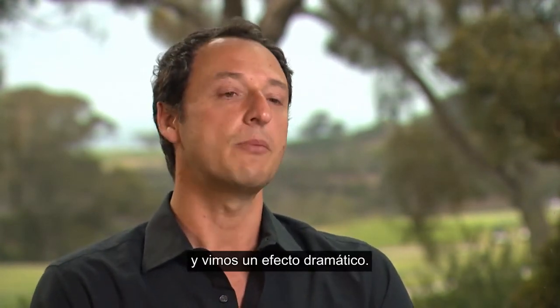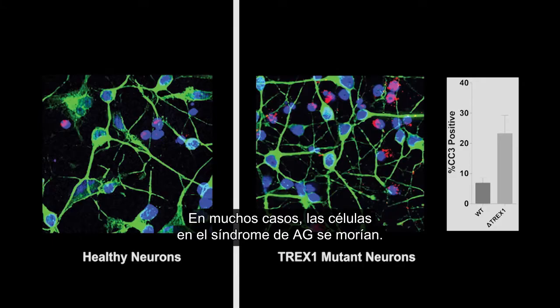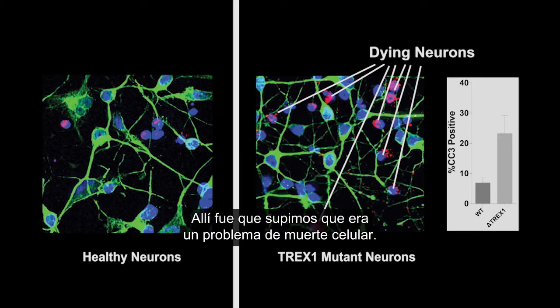The big surprise came when we pushed or instructed these neuroprogenitor cells to become neurons. And we see a dramatic effect. By a large proportion, the AGS patient cells were just dying. We knew then that it was definitely a problem of cell death. The TREX1 mutant cells virtually cannot make neurons.